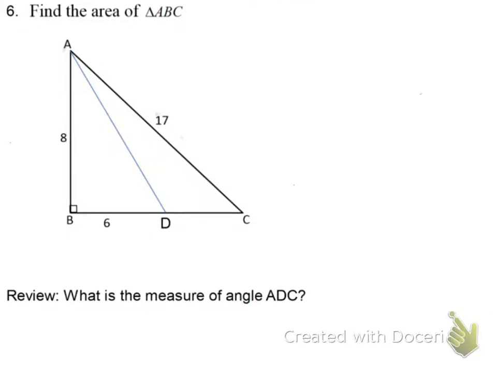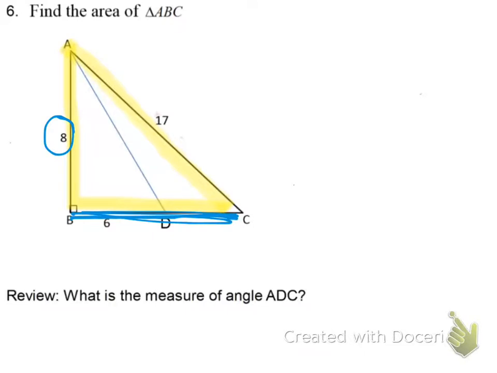Find the area of triangle ABC. Okay, so I've got triangle ABC. That is the whole thing here. And so to be able to do that, I need to know the base and the height. Well, I know the height is 8. I do not know the base. I know part of the base is 6, but I don't know the whole thing. So you first need to figure out what that is.